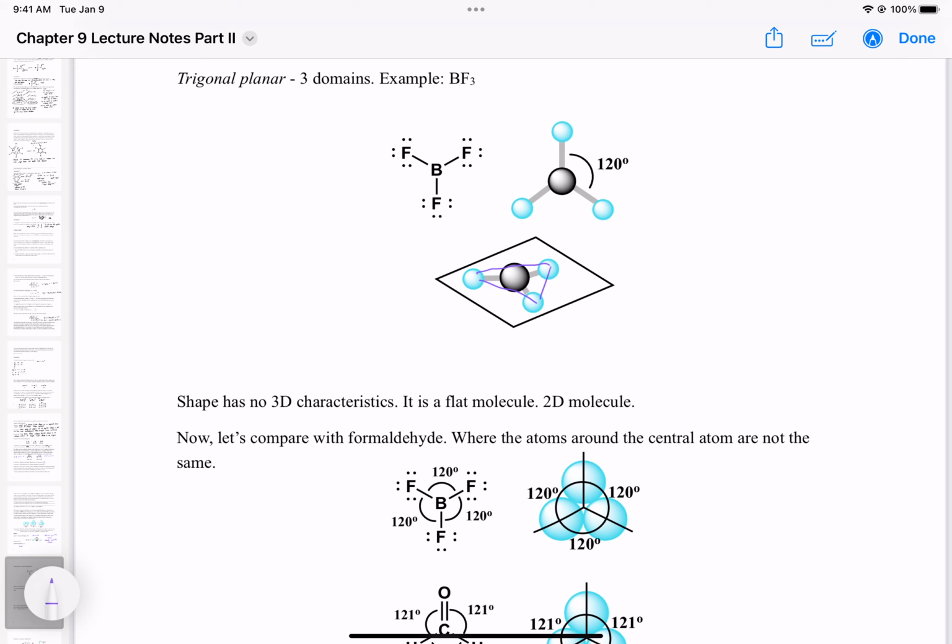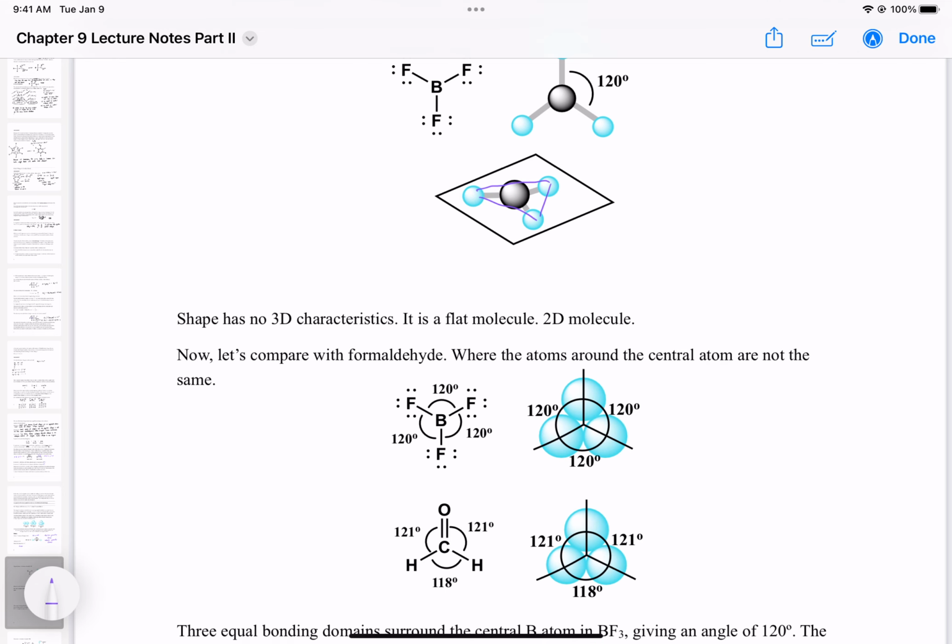Let's compare now this with formaldehyde. Boron trifluoride has equal bond angles of 120. So that's the classic example. Now, if we deal with formaldehyde, we see that the carbon in the center has exactly 3 bonding groups: a double bond to oxygen, and 2 single bonds to hydrogen. But you see here the bond angles are not equivalent. They look close to 120, but they're not.